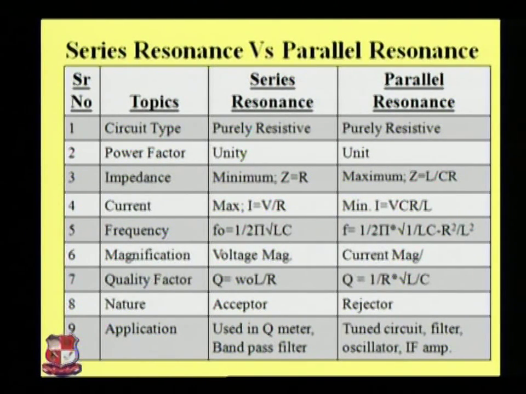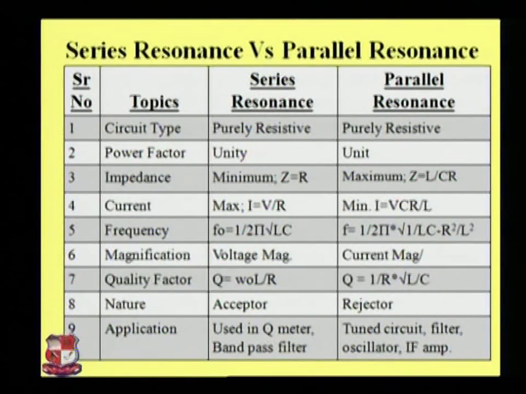As we all know, in a series connection circuit the current is the same, whereas in a parallel circuit the currents are different. Now move towards the next parameter, that is the frequency. The equation for the frequency is f0 equals 1 upon 2 pi under root LC.